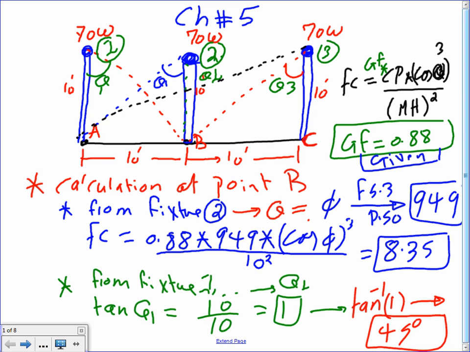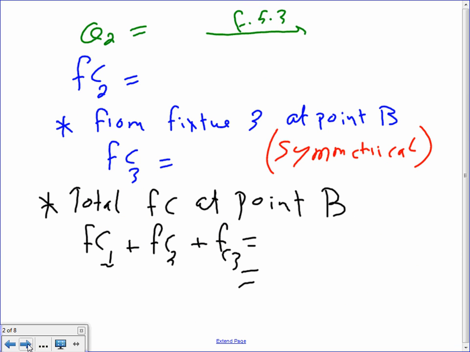Cool? Okay. So let's go down. So we got our tan inverse. Now that we know the angle, I'm going to give you a few seconds to write, guys. The angle is 45 degrees. I want you guys to go to Fig 5.3, page 50.